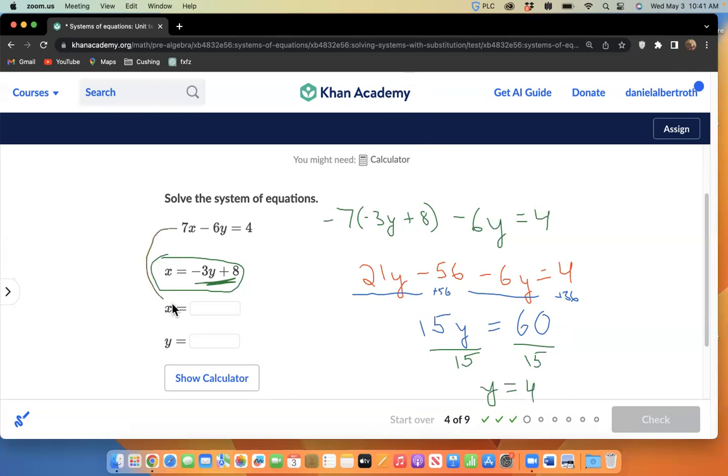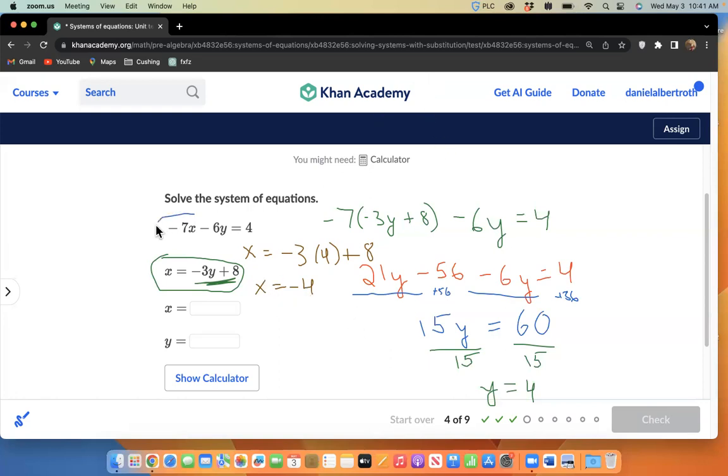I'm going to plug it into this equation here, and solve for x. So if y is 4, then x is -3 times 4 plus 8. So x is -12 plus 8, which is -4. So I think that x is -4 and y is 4. But I will check that.